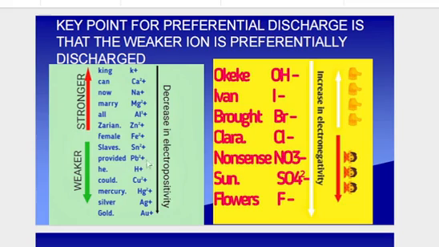You guys know this, right? And this is hydroxyl ion, iodine, bromine, chlorine, nitrate, sulfate, and fluorine ion. These are the popular ions you need to know. Okay, let's come back.